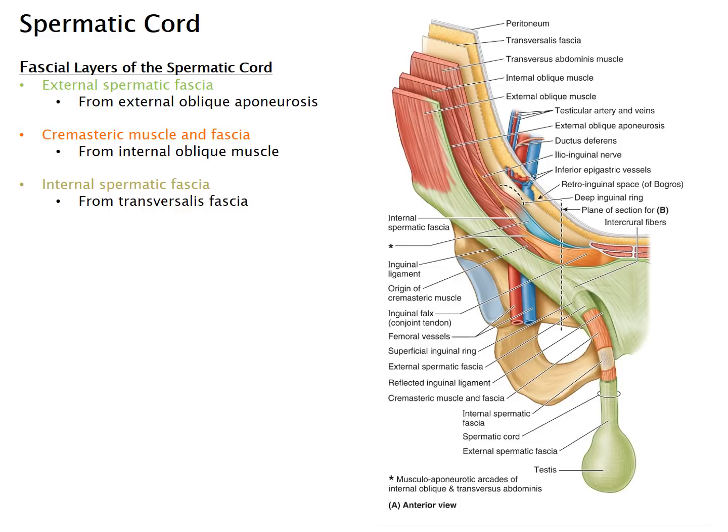Here is an image of all three fascial layers of the spermatic cord. The external spermatic fascia comes from the external oblique aponeurosis shown here in green. Notice how this aponeurosis extends onto the spermatic cord as the external spermatic fascia. The cremasteric fascia comes from the internal oblique muscle shown here in orange. Here it is extending onto the spermatic cord as the middle layer of cremasteric fascia. And thirdly, the internal spermatic fascia, shown here in this cream color, is derived from the transversalis fascia. Notice how the transversus abdominis muscle, shown here in light blue, has no contribution to the fascial layers of the spermatic cord.